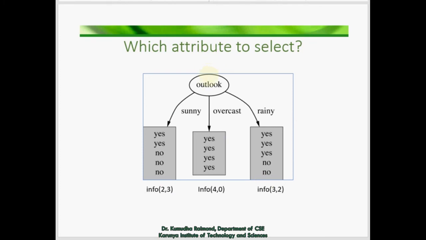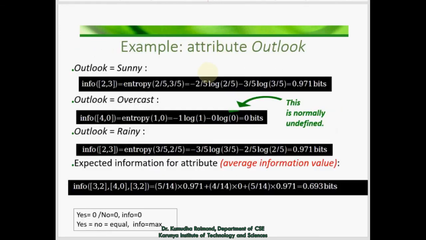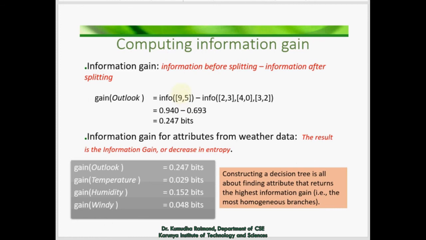The number of instances that comes to the outlook node is 14 instances, out of which 9 instances say play equal to yes and 5 instances say play equal to no. So I need to find out the entropy of 9, 5, which is the entropy calculation before splitting. That has yielded a value of 0.940. And we already calculated the average entropy after splitting, which is 0.693, and the gain is going to be 0.247 bits.